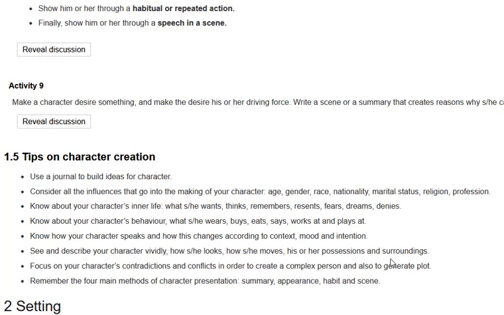So basically, that's how you create. You focus on your character's contradiction, beautiful on the outside, ugly on the inside, in order to create a complex person and also to generate plot. So this made Elizabeth a very fascinating antagonist to the protagonist. They were both going after the same guy, okay? Both Elizabeth, I can't remember the name of the protagonist, but the protagonist is the opposite.